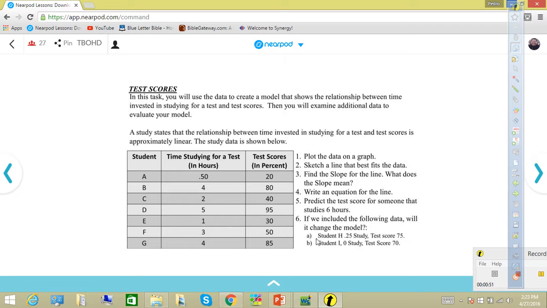For part A, it says student H studied 0.25 hours, and the test score was 75, and student I studied 0 minutes or 0 hours, and the test score was 70. So copy that, and that's going to be for your home plate for tonight.